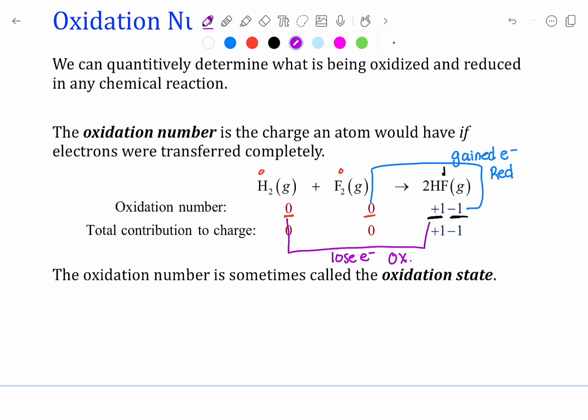Okay, so we'll practice this a little bit more. The oxidation number is sometimes referred to as the oxidation state, okay? And these oxidation states have individual numbers for the specific elements, as well as an overall contribution to the molecule at hand, which we'll look at through our examples today.